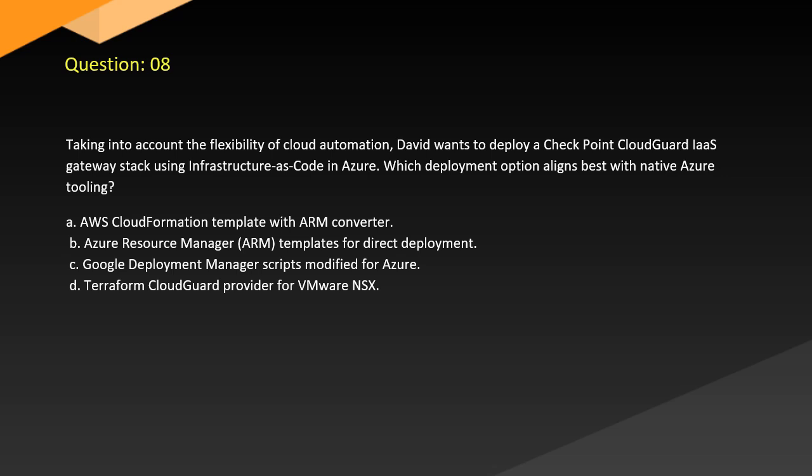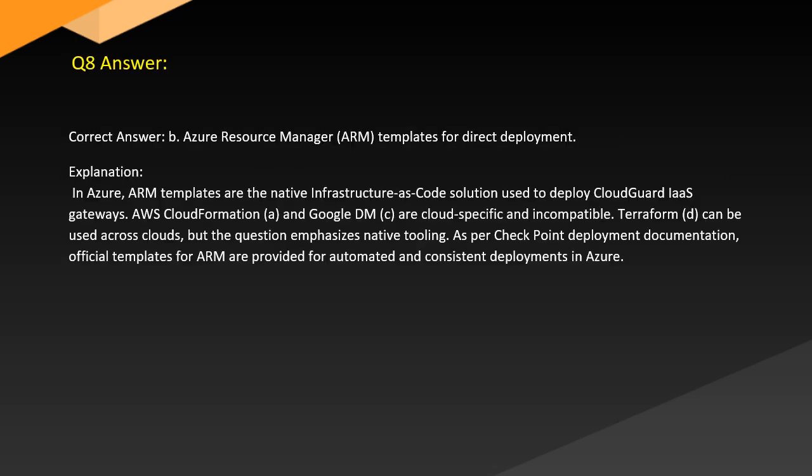C. Google Deployment Manager scripts modified for Azure. D. Terraform CloudGuard provider for VMware. Answer. Correct answer: B. Azure Resource Manager ARM templates for direct deployment. Explanation. In Azure, ARM templates are the native infrastructure as code solution used to deploy CloudGuard IaaS gateways. AWS CloudFormation and Google Deployment Manager are cloud-specific and incompatible. Terraform (D) can be used across clouds, but the question emphasizes native tooling. As per Check Point deployment documentation, official ARM templates are provided for automated and consistent deployments in Azure.